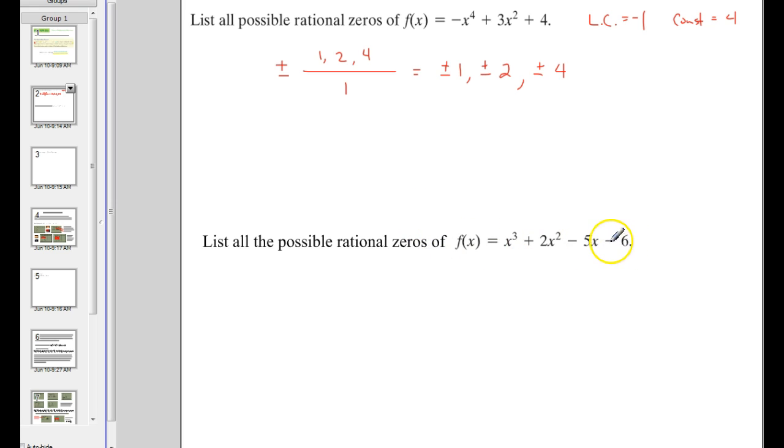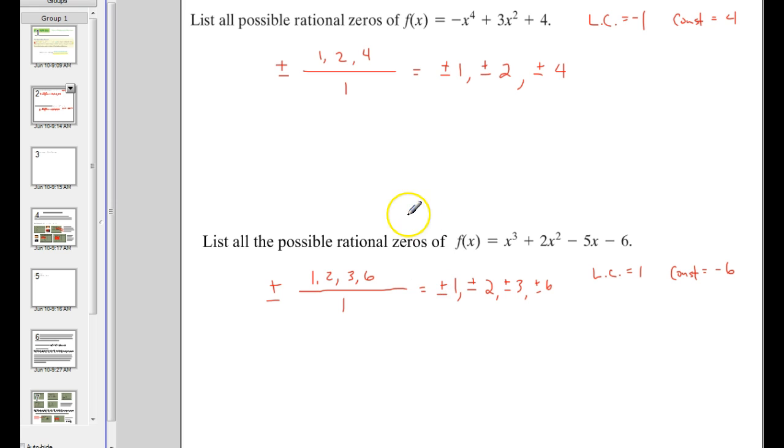Alright, same thing here. Leading coefficient is positive 1, and the constant term equals negative 6. So our possible rational zeros are plus and minus all the things that divide the constant. So that's 1, 2, 3, and 6. Again, we don't worry about the sign because it's taken care of right here. And then the leading coefficient is 1. So 1 divided by 1, 2 divided by 1, 3 divided by 1, and 6 divided by 1.